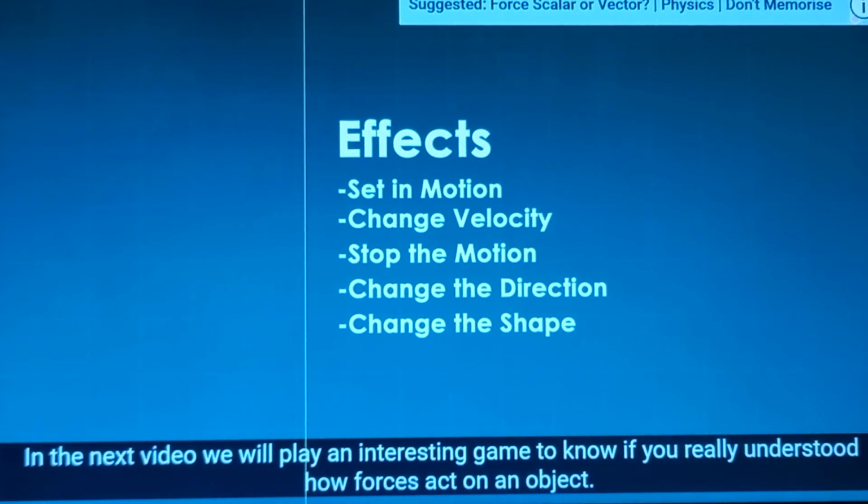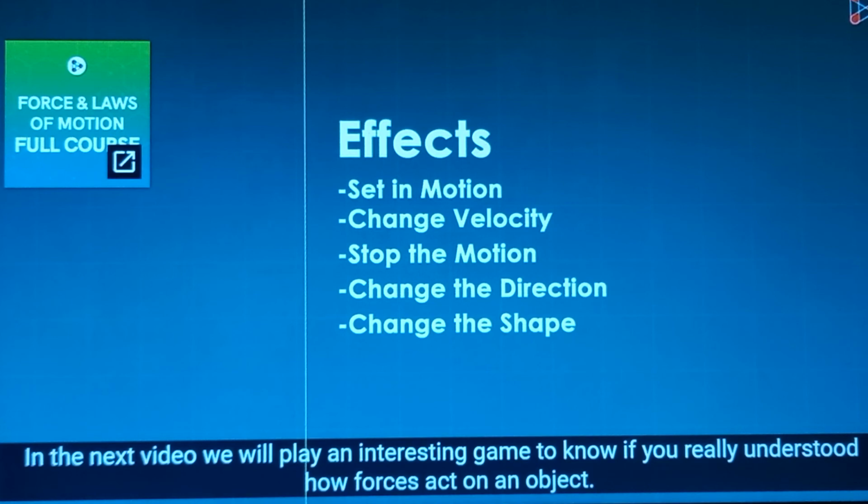In the next video, we will play an interesting game to know if you've really understood how forces act on an object.